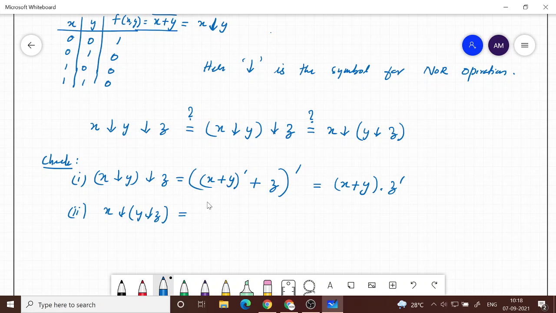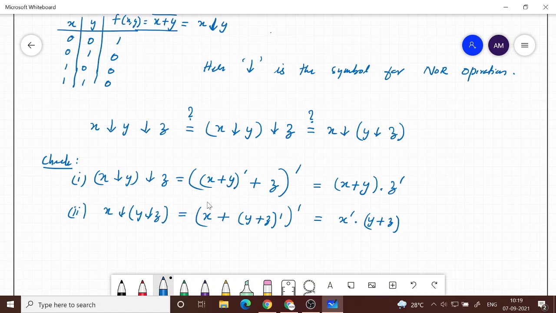So then again use x plus, then y plus z, the whole bar and then the whole bar. So that is equal to x dot y plus z. So you can see that they are not same.